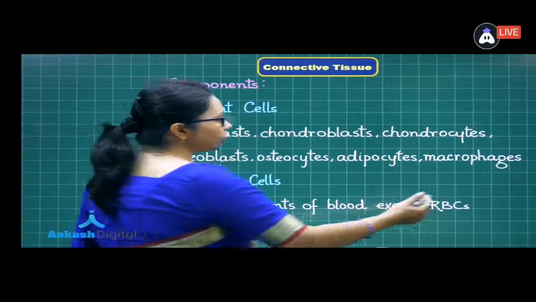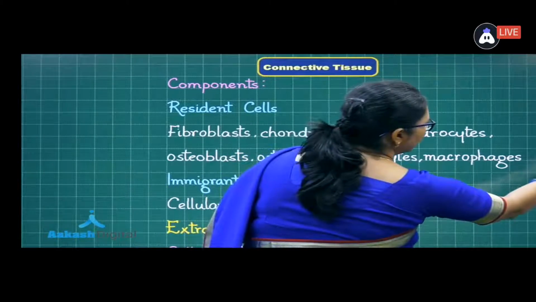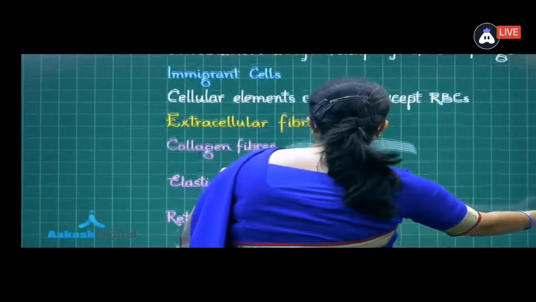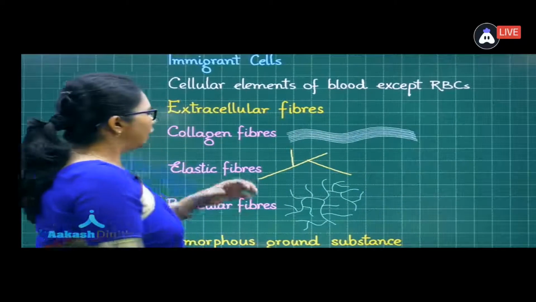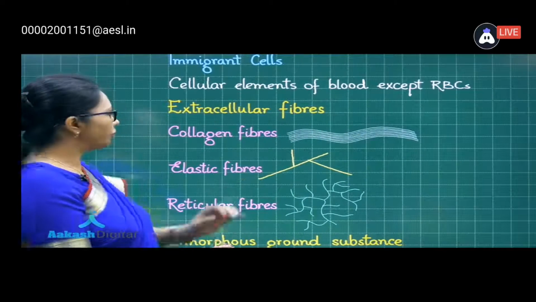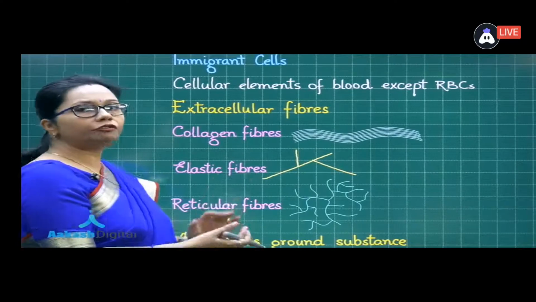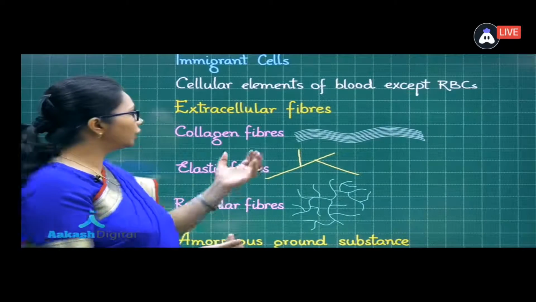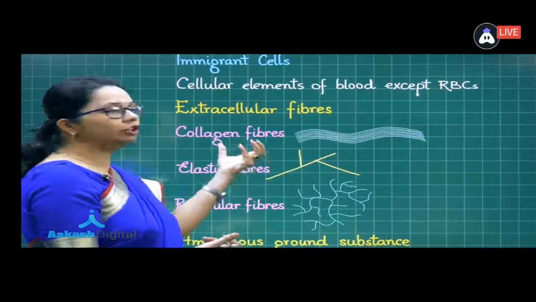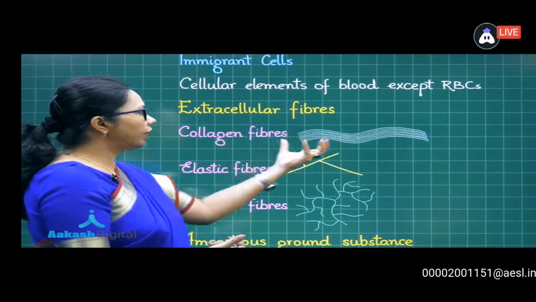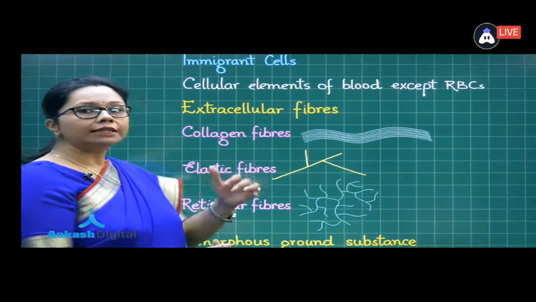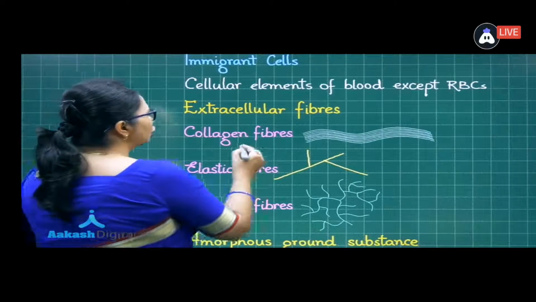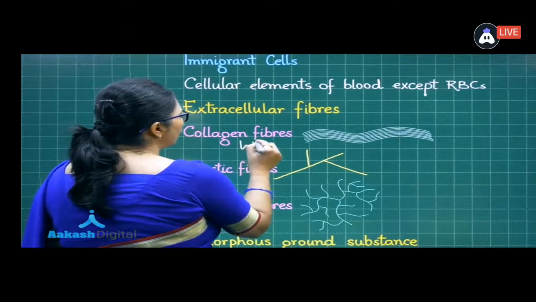Then coming to the extracellular fibers. Here there can be three different types of fibers. The most abundant fibers, or rather the most abundant protein in the animal world, is collagen, and the fibers made from collagen can be called collagen fibers. Since they are white in color, they can also be called white fibers.